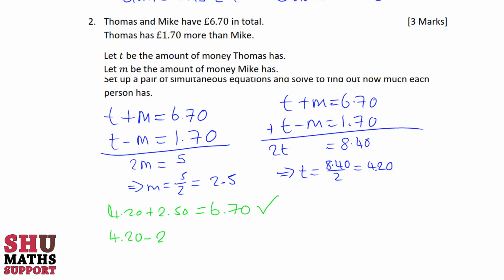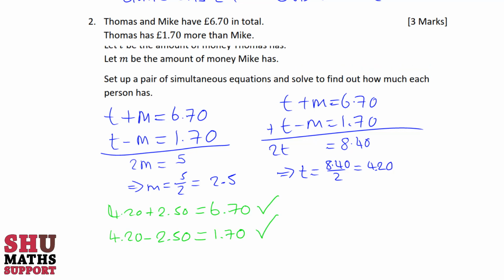And then for the second equation we should have £4.20 minus £2.50, and then this hopefully should equal £1.70, but let's have a look. £4 minus £2 is going to leave us with £2, but then 20p minus 50p is going to leave us negative 30p, then £2 minus 30p equals £1.70. So the solutions also work for the second equation.